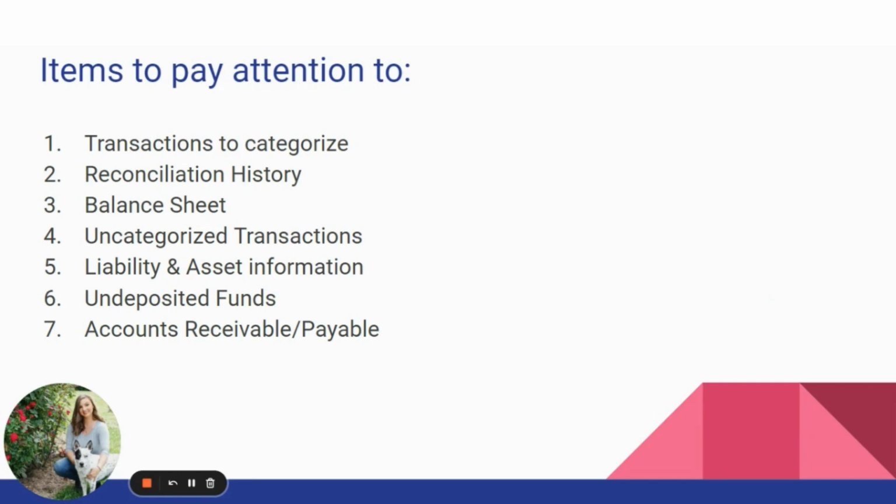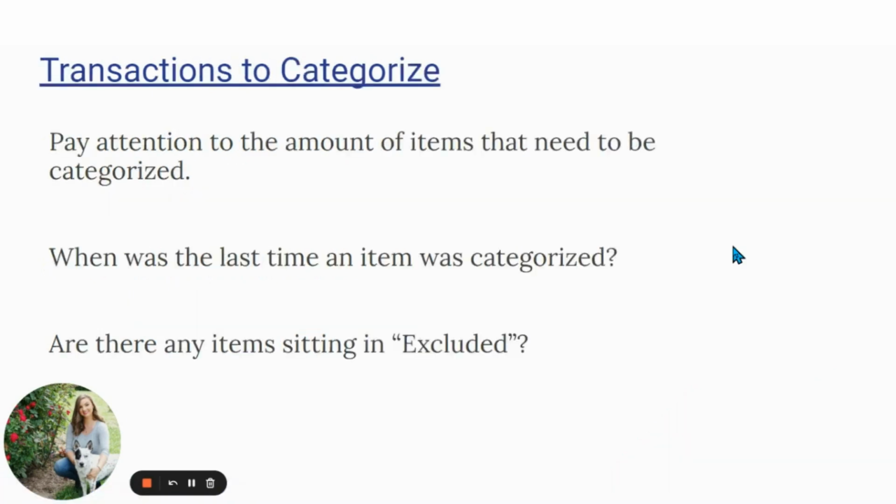So let's talk about the first one. Transactions to categorize. So we want to pay attention to the amount of items that need to be categorized. When was the last time an item was categorized? Are there any items sitting in excluded? So we're going to go ahead and show you a real life example of what this looks like in QuickBooks.